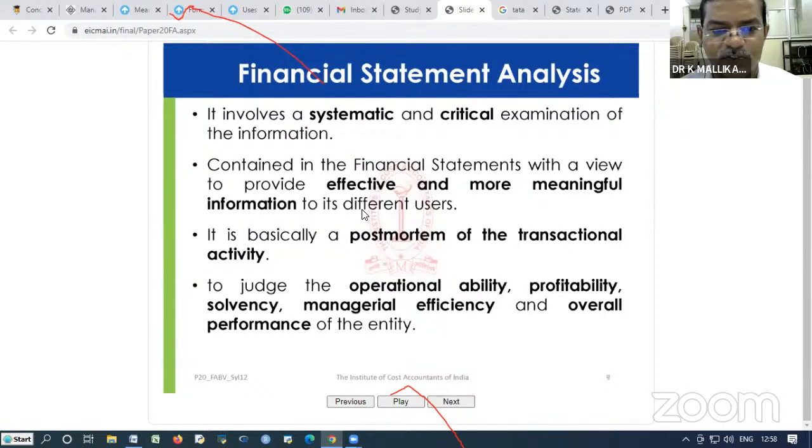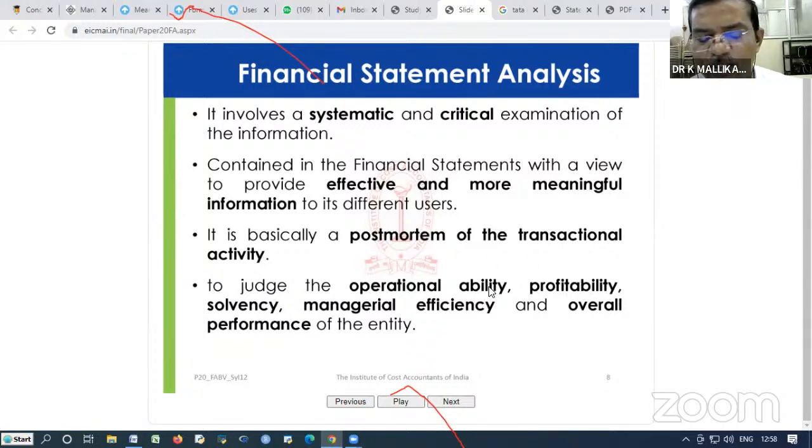And the financial statement analysis. So why are we going to analyze the financial statements? We analyze the statements in a systematic and critical manner, to know their effectiveness, and because more meaningful information is required by different users. It is basically a review of historical and transactional activities, to judge the operational ability, profitability, solvency, managerial efficiency, and overall performance of the entity. If we analyze these financial statements, we'll get the answers.